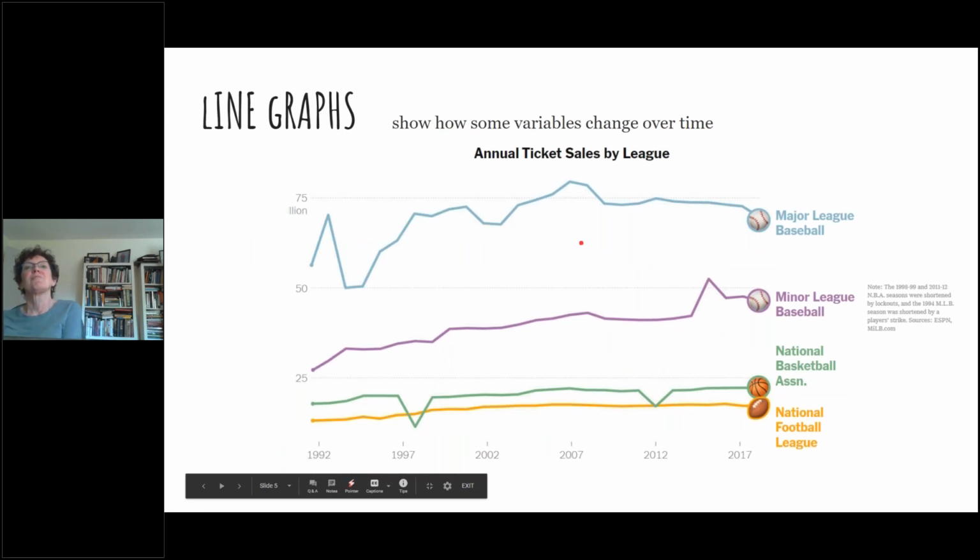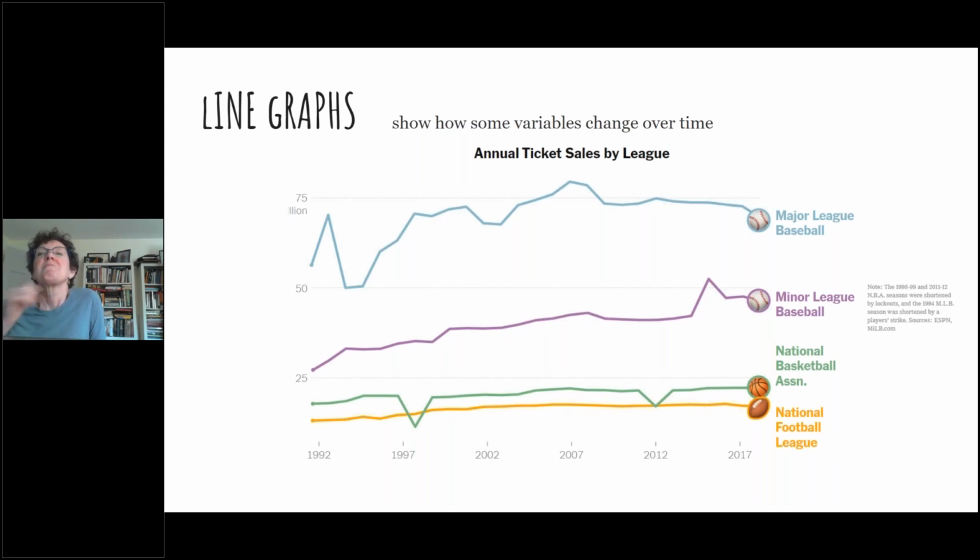it actually goes over, what is that, 75 million? Yes. So these are the numbers of tickets. Apparently I cut this off, but this should be millions. So 25 million, 50 million, 75 million, good. The one that is consistently higher is Major League Baseball, and then the next one is Minor League Baseball.